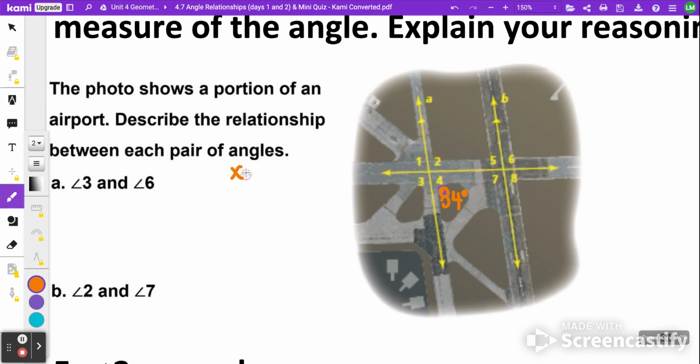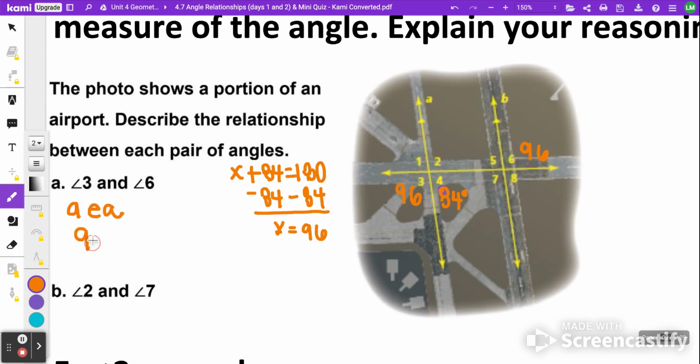Angle 3 is right next to angle 4, and again, notice that 3 and 4 are making that supplementary line. So what I could do is x plus 84 is equal to 180. So I'm just taking my 180 and subtracting 84. When I subtract 84 from both sides, I'm going to get 96. So x is equal to 96. If angle 3 is equal to 96, so is angle 6, because these are alternate exterior angles. So 96 degrees.